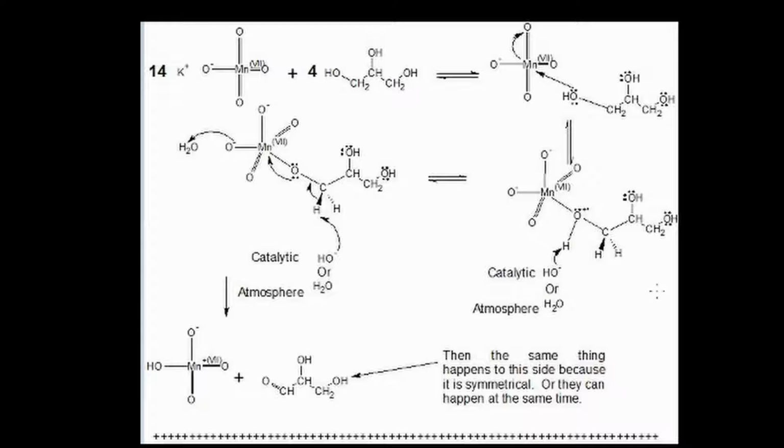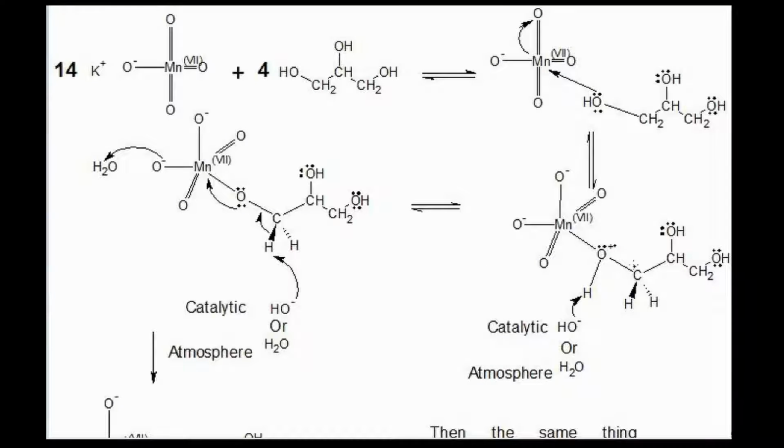All right, this whole conglomerate here is the potassium permanganate and the glycerin. Okay, so next you're going to have the catalytic water or the atmospheric water or hydroxyl that we were talking about come in, and it's going to abstract, or steal, this hydrogen right here. And you'll notice that this oxygen is positive. You can barely see it in there. Okay, and you can see that this oxygen right here is positive.